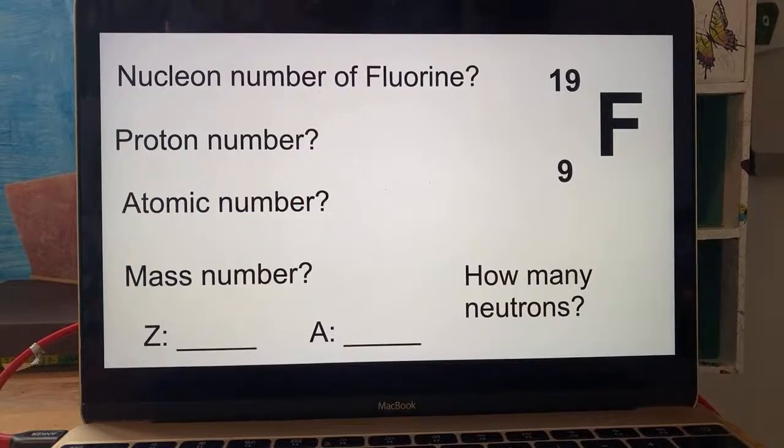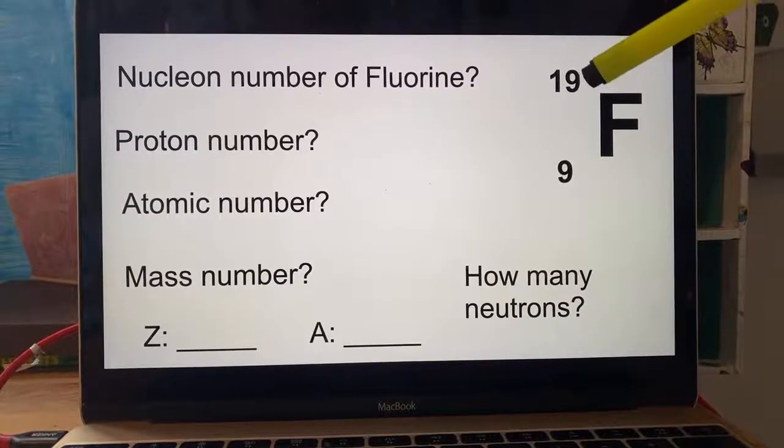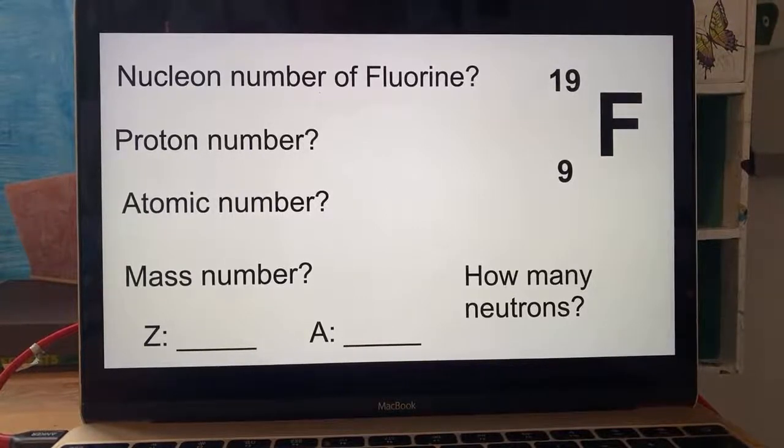Gasp, Lara, what have you done? It's okay. I've just moved the numbers because this is more likely how they'll show it to you at IGCSE. So this time we've got a big capital F, which stands for fluorine, and we've got the number 19 at the top of the F and the number 9 at the bottom of the F.